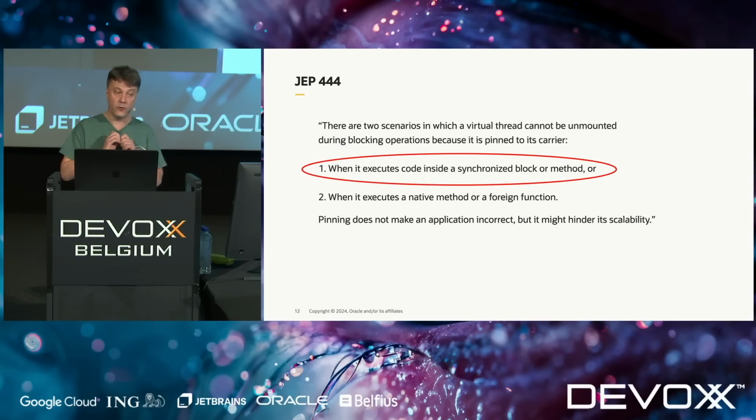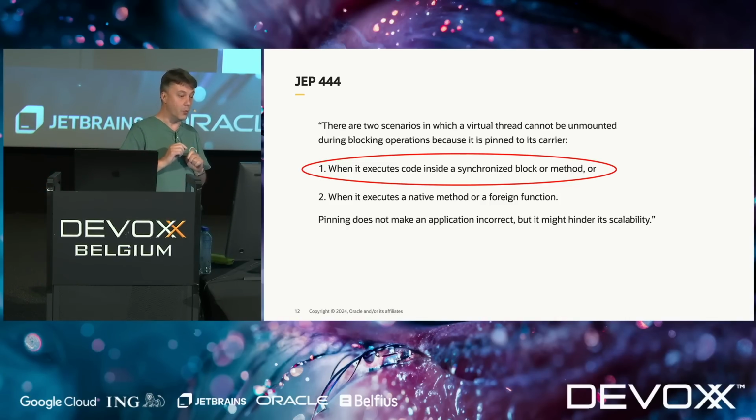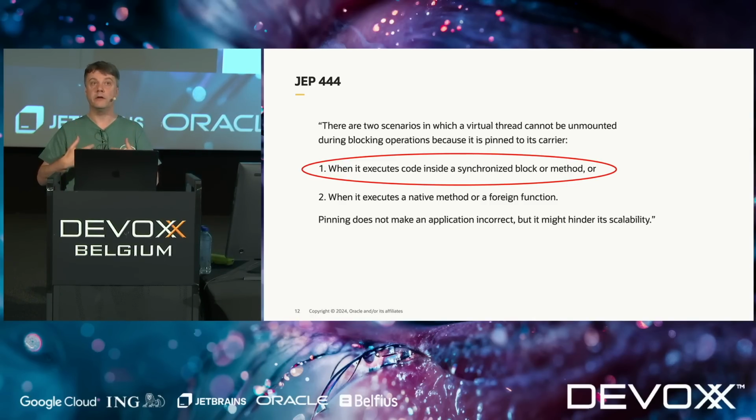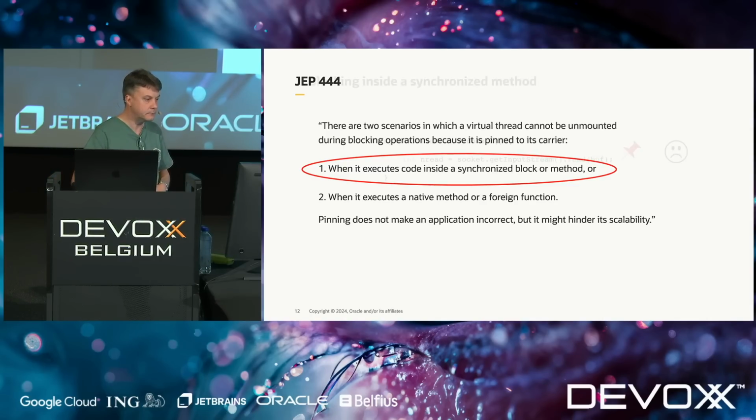Now in JEP 444 we have a few little caveats for when this doesn't quite work, and two of them are listed here. I'm going to focus on one of them, which is when it executes code inside a synchronized block or method. Okay, what does it mean by inside? I'll go through these cases here.